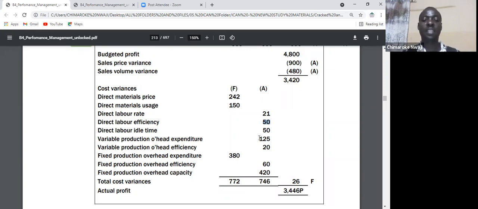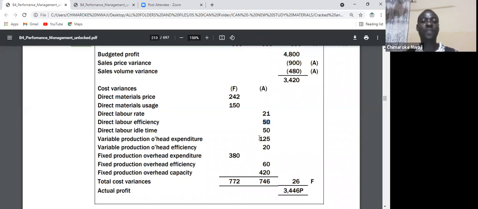So let's go to the fixed overhead. Fixed overhead expenditure variance. Why is it favorable? 380. We planned to spend money for 1,200 units. If I can remember, how much did you remember? Planned to spend for 1,200 units, 2,880,000, I think so. And the difference, we actually spent 2,500,000, while we planned for 2,880,000. So 2,880,000 minus 2,500,000, that was what gave us that 380,000 naira favorable.